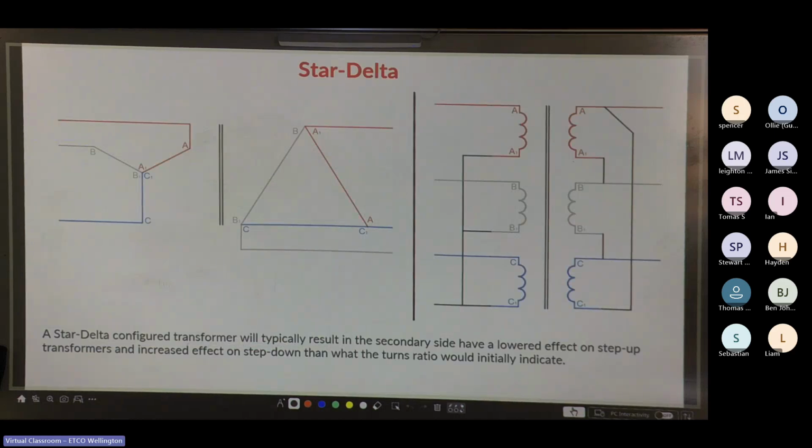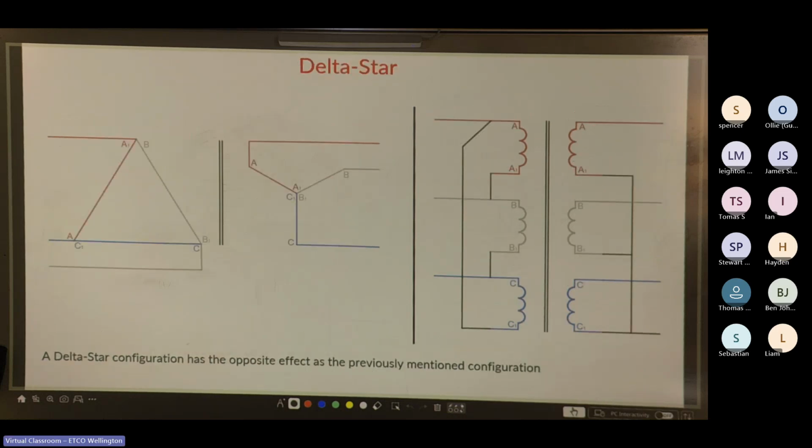Cool. So a star delta configured transformer will typically result in the secondary side having a lowered effect on step-up transformers and increased effect on step-down transformers than the turns ratio would initially indicate. Delta star configuration has the opposite effect to the previously mentioned configuration.